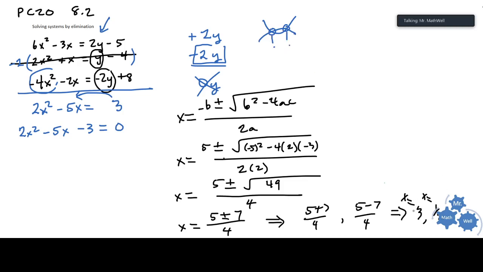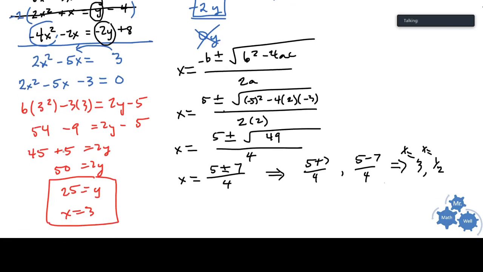So you're going to continue on, you're going to plug x equals 3 into either one of the original equations, and I'll do that in red over here. So I just did that behind the screen there. So if I put x equals 3 in, I should get y equals 25. So that's our first point, 3, 25. That's our first solution. And then we'll do the same thing with 1 half here.